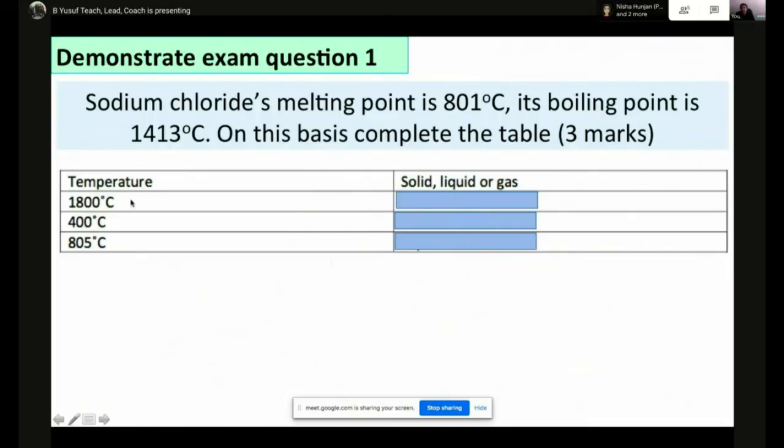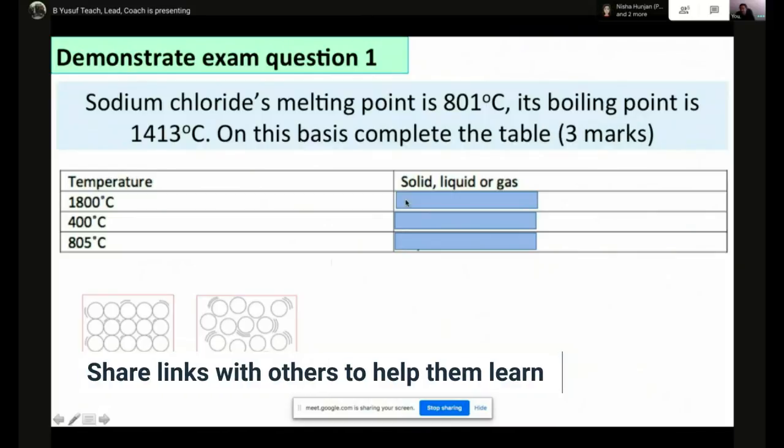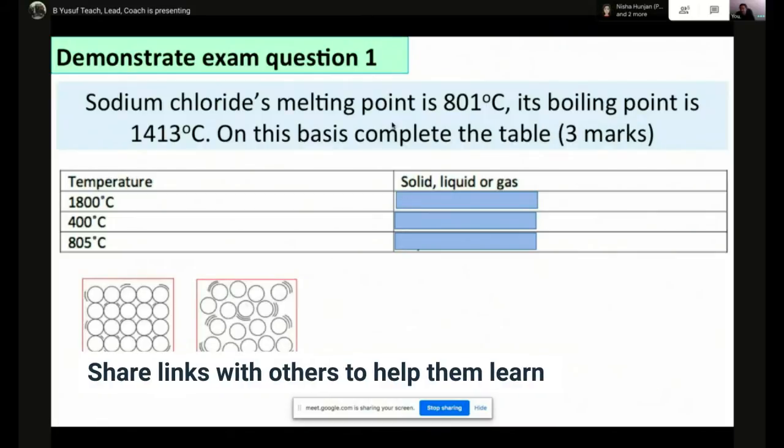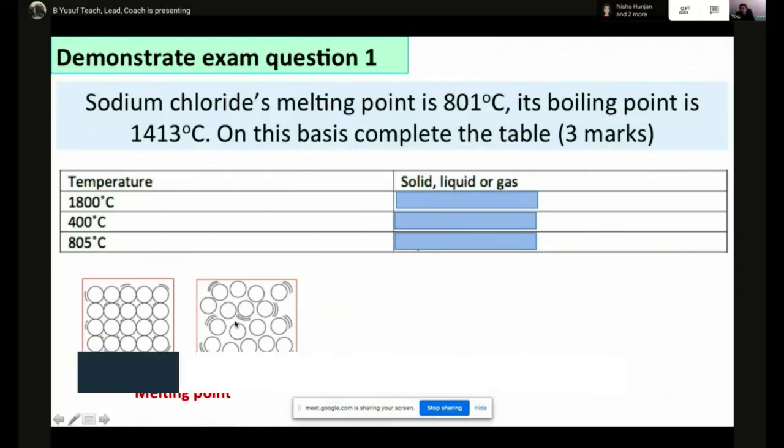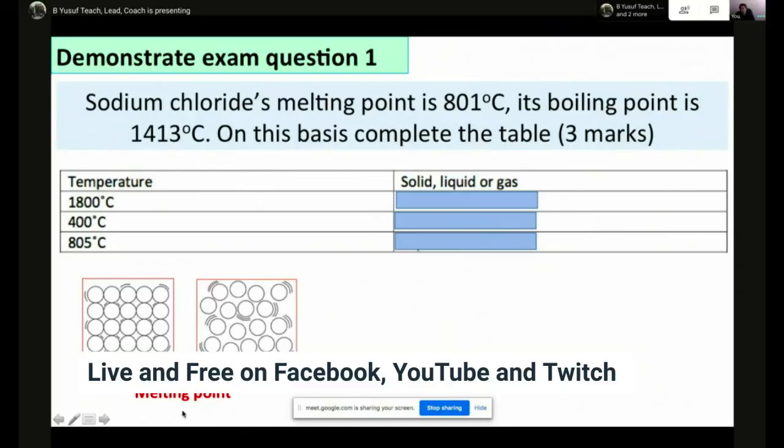What does it mean? You've got 3 temperatures here, and you've got to work out whether each of those temperatures will represent sodium chloride as a solid, as a liquid, or as a gas. And here's a hint before we actually look at the answers. When you talk about melting point, you are going from a solid to a liquid. Remember that concept we looked at last lesson, melting point.